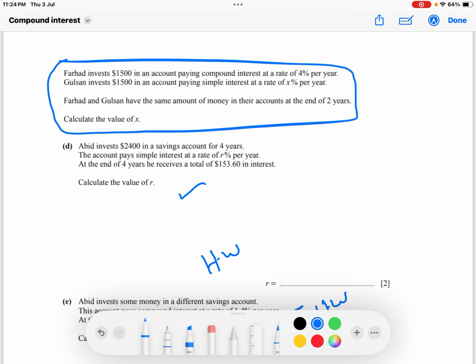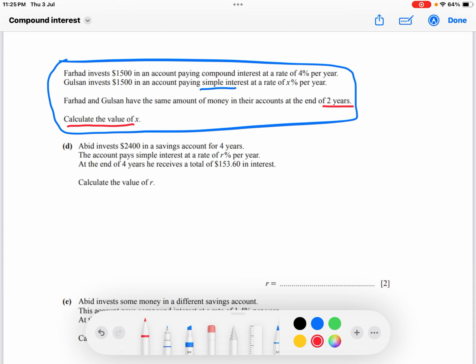Farhad invests 1500 in an account paying compound interest at a rate of 4% per year. Gulshan invests 1500 in an account paying simple interest at a rate of X% per year. Farhad and Gulshan have the same amount of money in their accounts at the end of 2 years. Calculate the value of X.